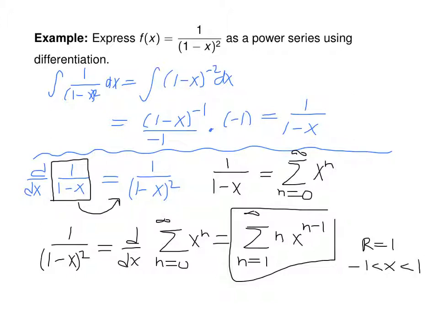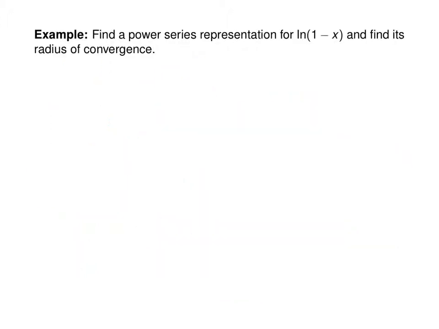Now you could have convergence at the endpoints. In this case, neither of them work, so this is your interval of convergence. But that's the one thing to be careful about, is that if you use integration or differentiation, the interval of convergence may change at the endpoints. So in the previous example we used differentiation. Next let's use integration.